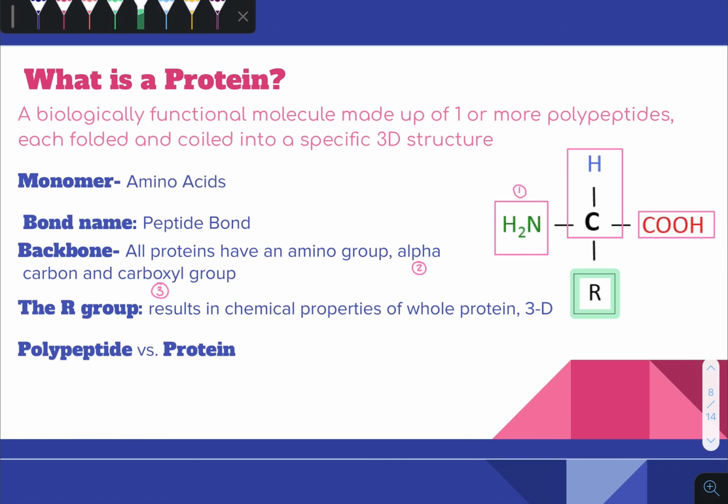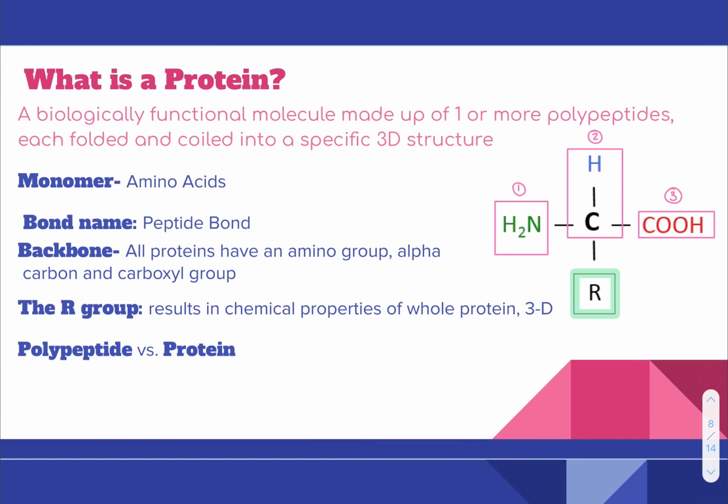right here, an alpha carbon, which is going to be just here, and a carboxyl group, which will be right here. The thing that actually separates them from each other is their R group, which just kind of tacks on at the end, which you can see highlighted in green, and is kind of the thing that gives it its chemical properties, and also gives it its 3D structure.